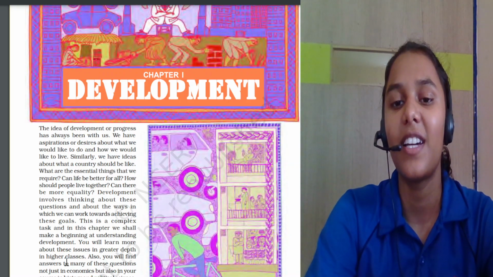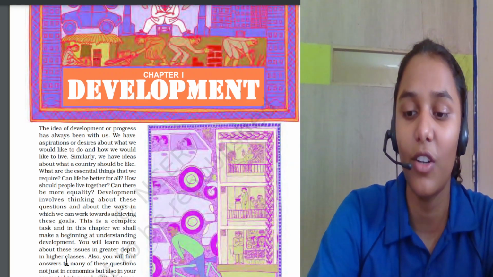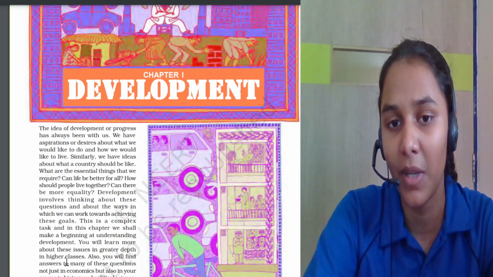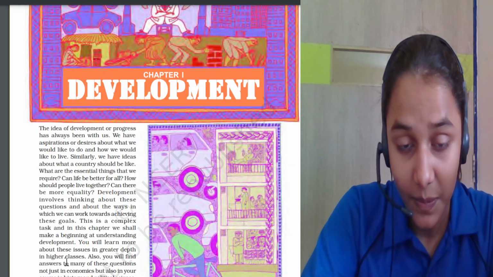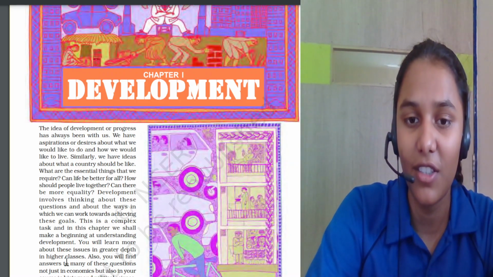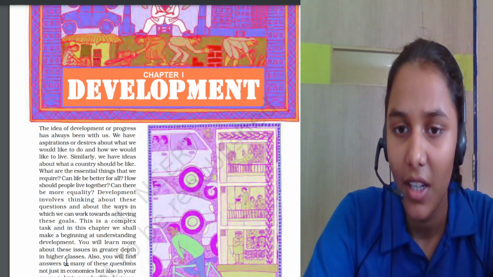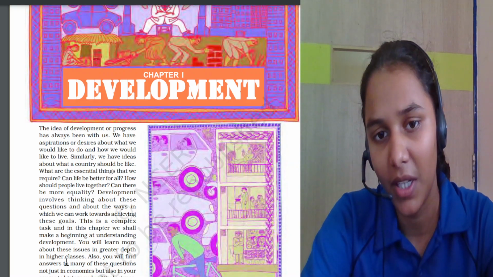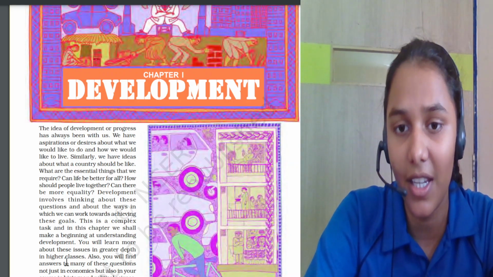So, why are we studying this chapter, development? We have a lot of misconceptions about development, what it is, and we often mistake it with the term growth. So, we'll be differentiating between growth and development, and you'll be clear about the main idea of development, how it differs from person to person, and what exactly it is.